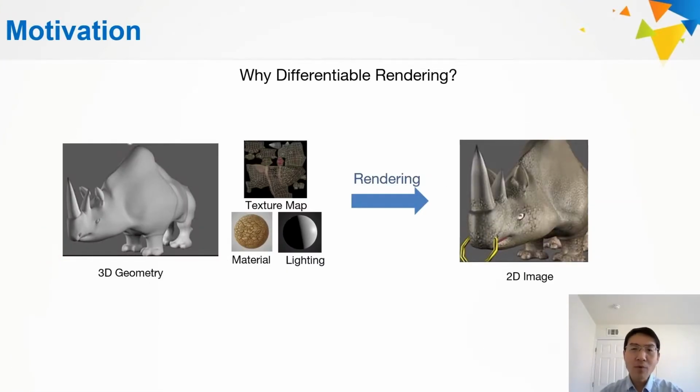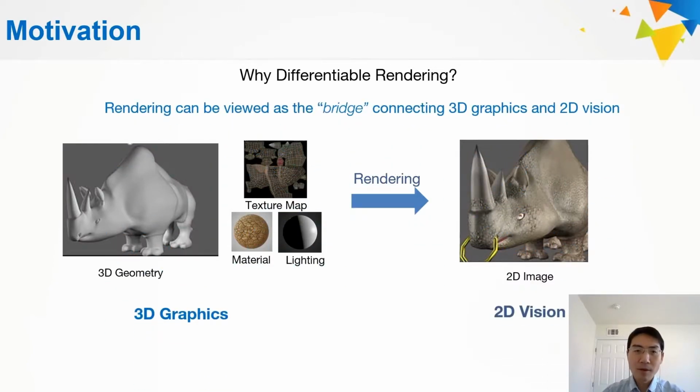First, let's see why we need differentiable rendering. So what is rendering? Rendering requires that we have a 3D geometry, a texture map, materials, and lighting. All these parts together, we get what the object will look like in this condition. So we render this 2D image to make it as true as possible. What is rendering doing? It is building the bridge from 3D graphics to 2D visuals.